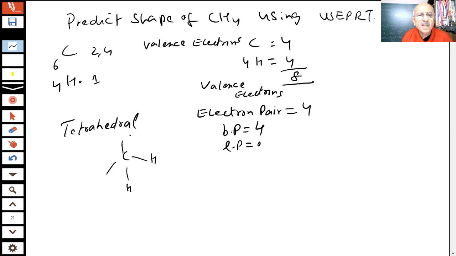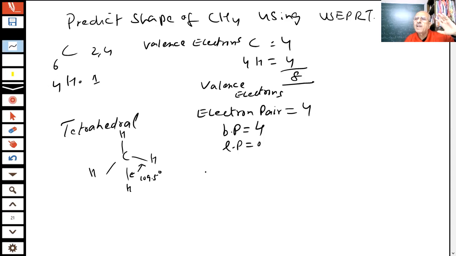And the bond angle, each bond angle is 109.5 degrees. This is the best way that repulsions can be minimized. The valence shell electron pair repulsion theory is saying repulsion should be minimum. Minimum repulsion means lower energy. Lower energy means more stable. Everything wants to be stable. So we have to give stability to the atom. We have to give stability to the compounds, to the molecules which are being formed.